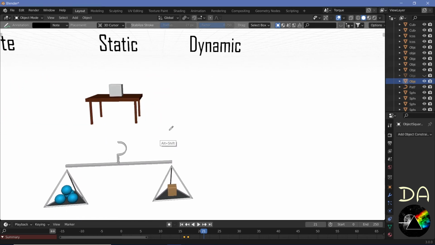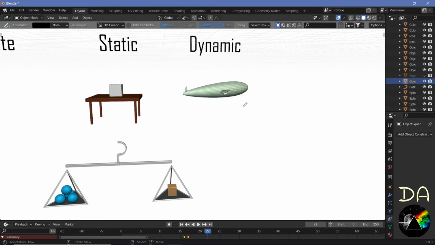On the other hand, there's dynamic equilibrium. So we saw that static equilibrium was when V is equal to 0. Dynamic equilibrium is when V is equal to a constant. That means it's continuously moving, but the summation of forces is still 0, or the summation of torques is also 0. An example is a plane.